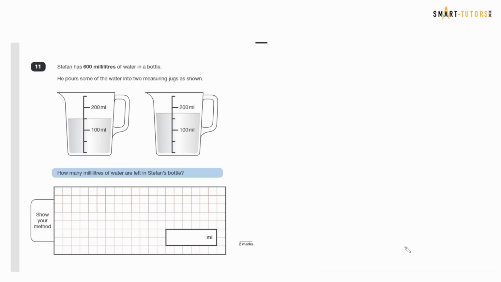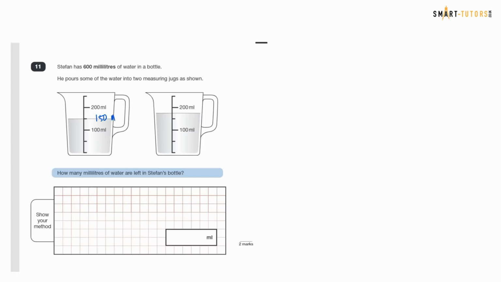Question number 11. Stefan has 600 milliliters of water in a bottle. He pours some of the water into 2 measuring jugs as shown. How many milliliters of water are left in Stefan's bottle? Okay, so if you look at jug number 1, it's higher than 100 but less than 200. That means that it's 150 because there's a line in between.